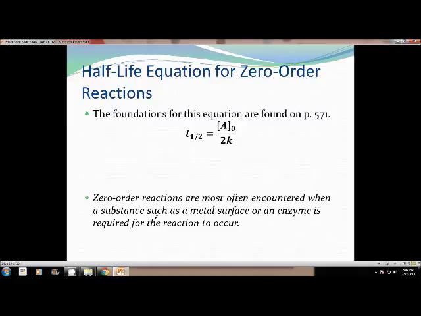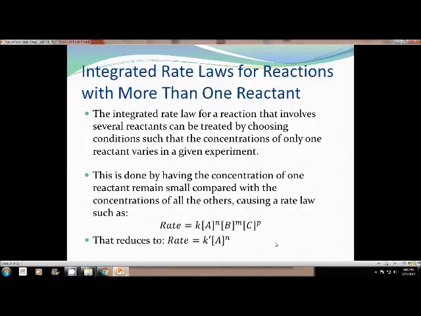0th order reactions are most often encountered when a substance, such as a metal surface or an enzyme, is required for the reaction to occur. So this doesn't always happen naturally. Okay? We're not going to do an equation or example of this because we've done a lot of examples, but we need to know, just for future reference, that when you have more than one reactant, the integrated rate law can be treated by choosing conditions in which the concentration of only one reactant varies in a given experiment.